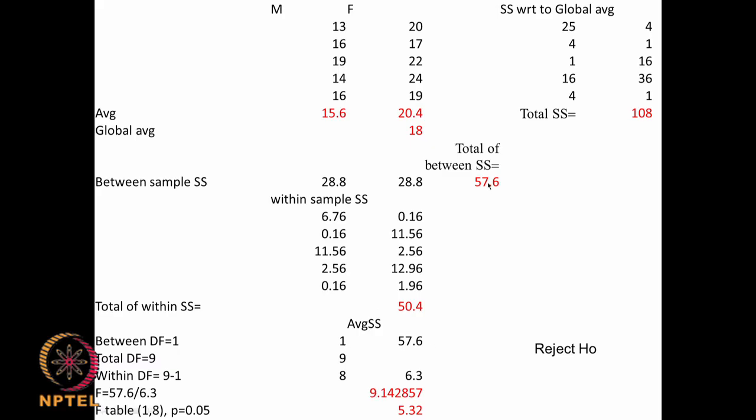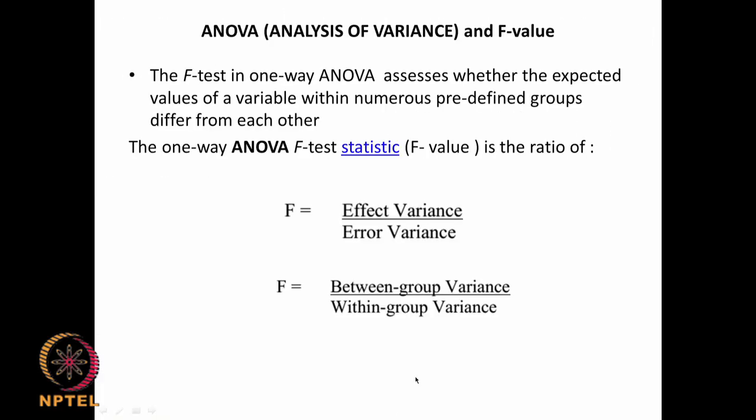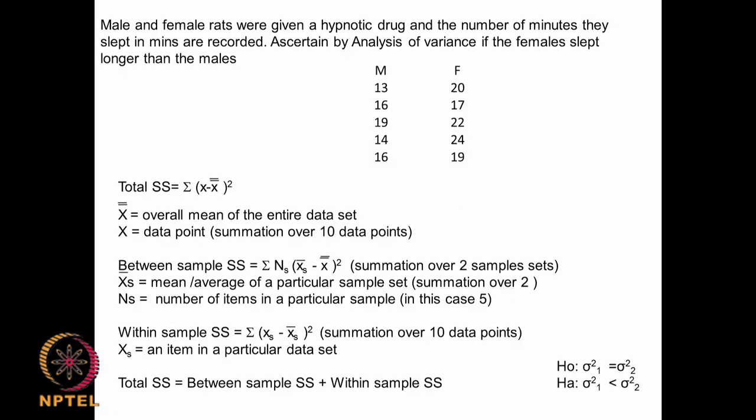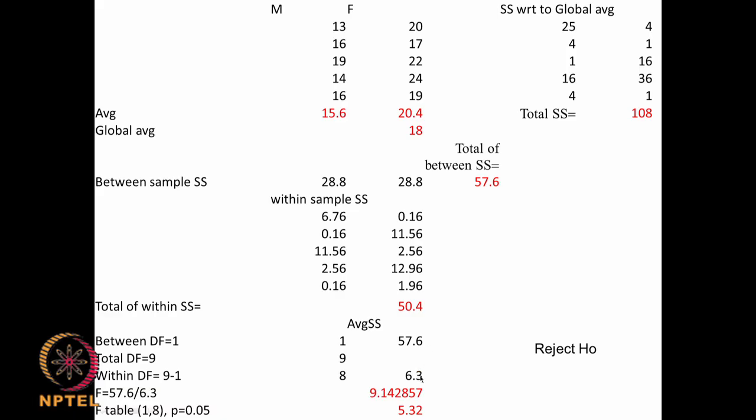For between, 57.6 divided by 1 is this. The total degrees of freedom is 9, within is 9 minus 1, 8. So, 50.4 divided by 8 is 6.3. So, we have between, we have within, and as I told you, within is generally called error. Between is actually looking at two different data sets. So, what do I do? Between divided by the error, 57.6 divided by 6.3, I get 9.14.